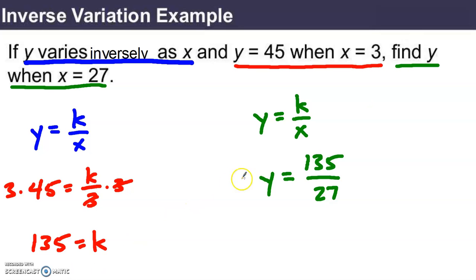Now I would like to see you reduce this if you can. I happen to know that 9 divides evenly into both 135 and 27. 135 divided by 9 is 15. 27 divided by 9 is 3. Hey, looky there. There's something else that divides into both. That's just 15 divided by 3. y is 5.